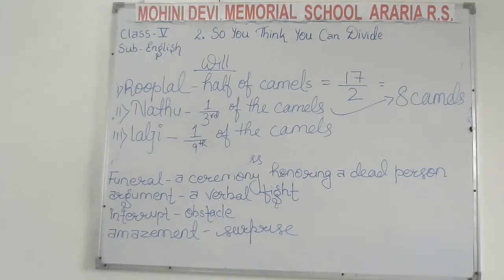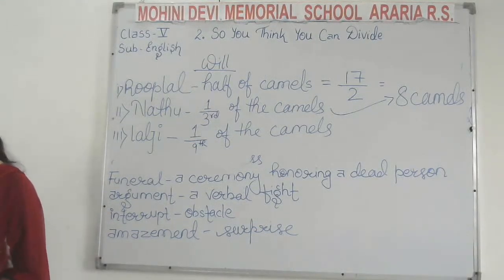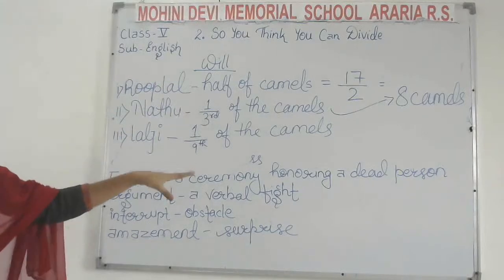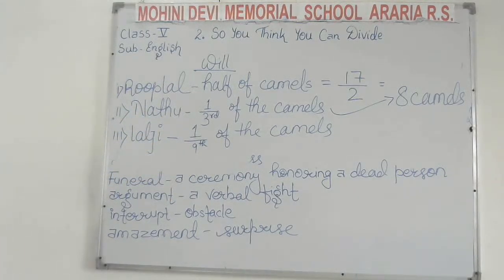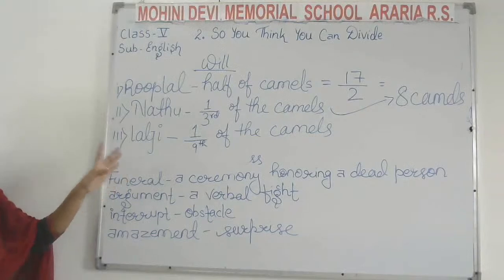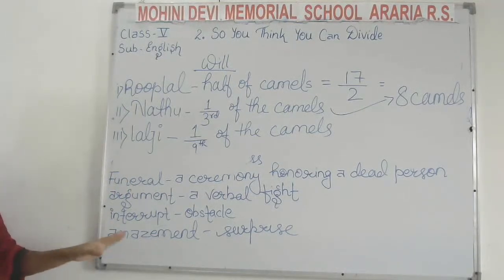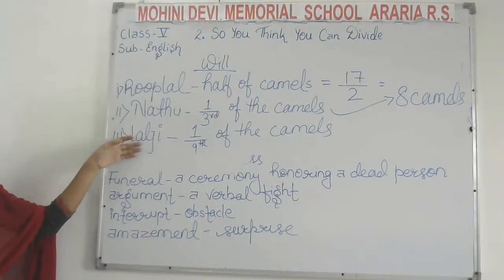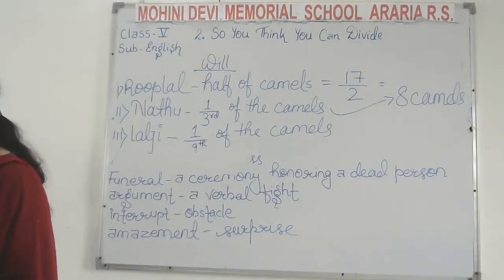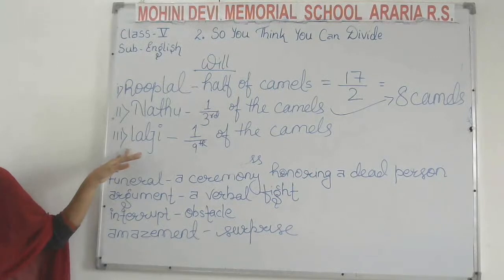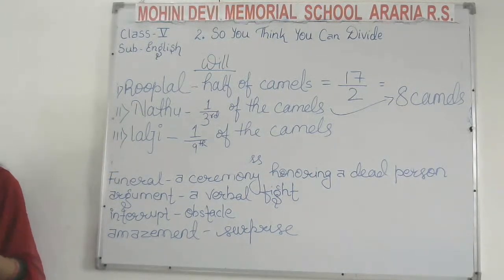They didn't want to get into a big argument or come to blows. Then the three brothers sat down and thought about the father's wish and how to share the camels according to their father's will. Then the youngest son, Lalji, broke the silence. How about selling 1 camel and then dividing the money?